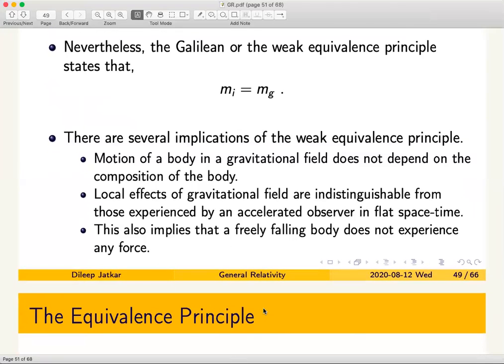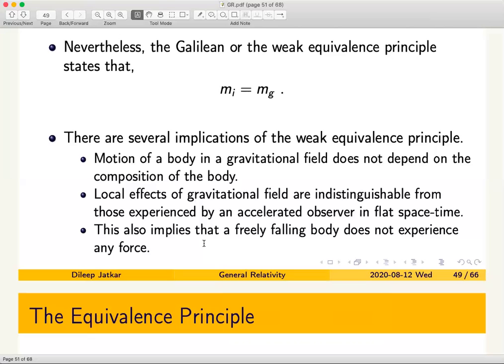Coming back to the implications of the equivalence principle, the first thing, as I said, is that it is independent of the composition of the body. The second thing is that the local effects of a gravitational field are indistinguishable from the effect experienced by an accelerated observer in flat space time. In other words, gravitational acceleration and any other acceleration are essentially the same objects. That is the claim.